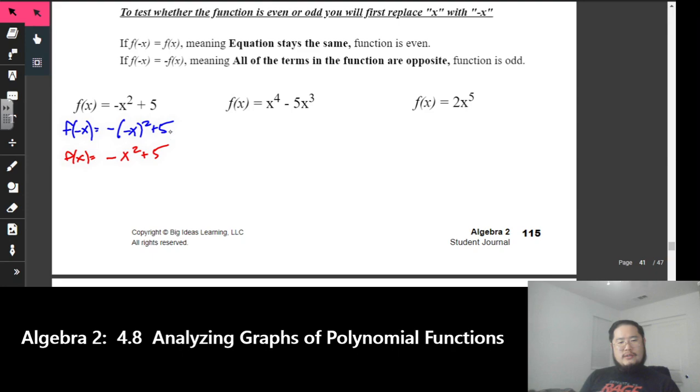Guess what? These two are the same, right? So if they're the same, what does that tell us? We have ourselves an even function.